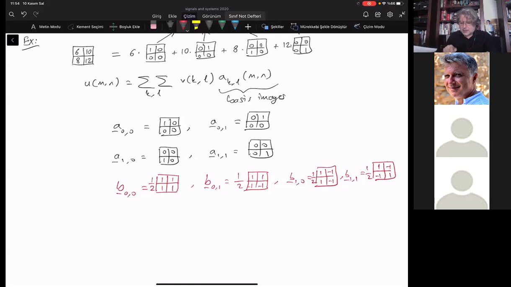Check by yourselves. Take the inner product of B0,1 and B1,0. It's just term by term multiplying every element and summing up. You will see that half of them cancels with the other half, and you will get a 0. So this is an orthonormal set.